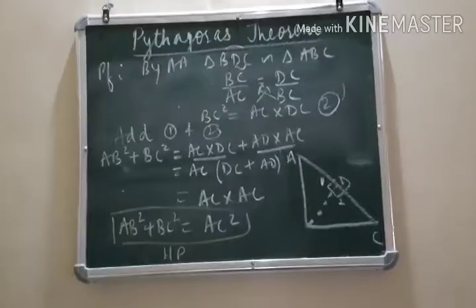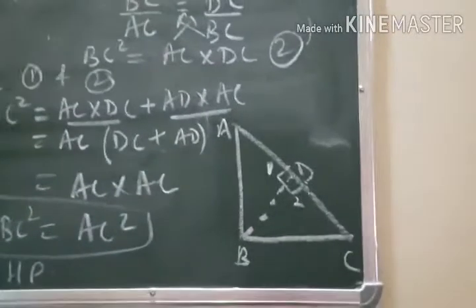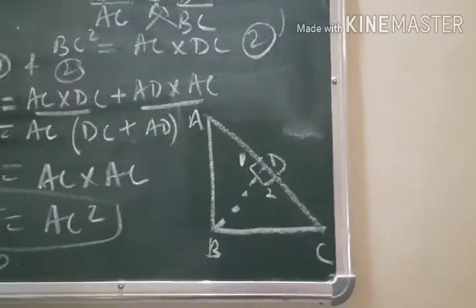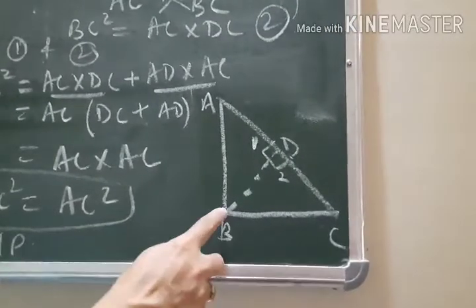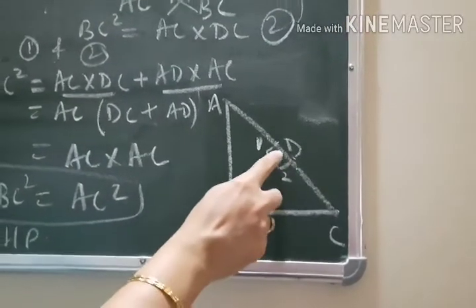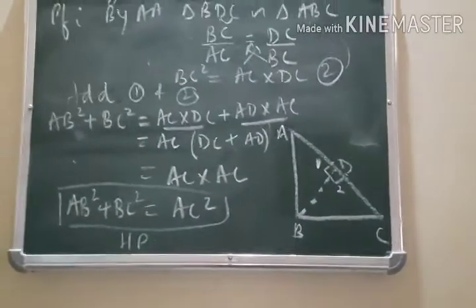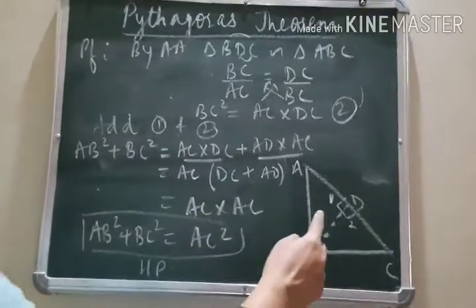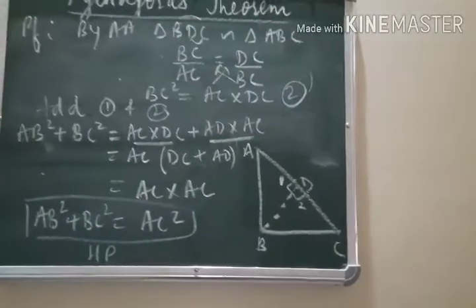Once again I am repeating. ABC is a right triangle where angle B is 90 degrees. You have to prove that AC square is equal to AB square plus BC square. For proving it, we have taken a construction wherein we have taken the line, perpendicular BD on AC. Now as I have made a perpendicular, first we'll just take the upper triangle and the complete triangle and make them similar.